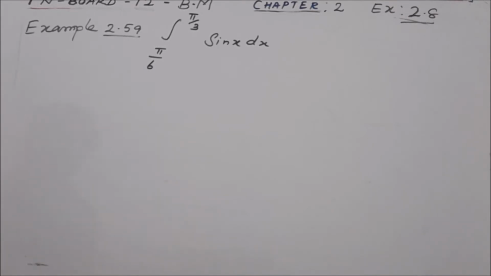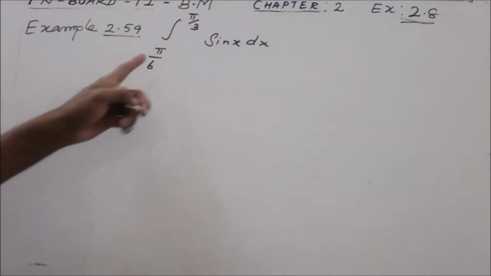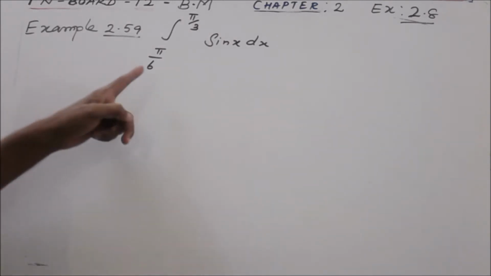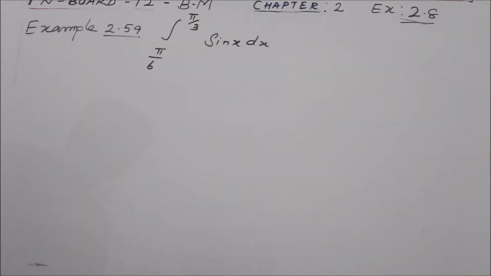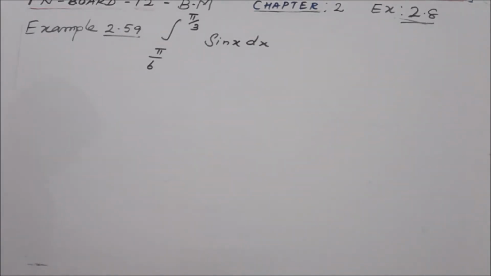Example 2.59 now. Given integral pi by 6 to pi by 3 sin x dx. We should find the value, that is the area between pi by 6 to pi by 3. Pi by 6 is 30 degree, pi by 3 is 60 degree. We should find the area of sin x between 30 to 60 degree with the x-axis. That is the problem. The area will be equal to some answer. We will find out now.